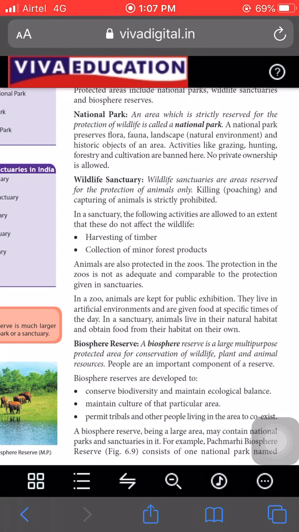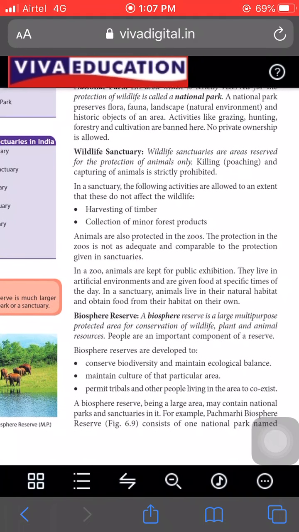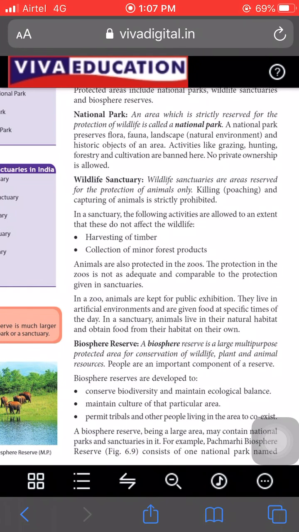So these are the differences between national park, wildlife sanctuaries and biosphere reserve. These are some protected areas that we have used to conserve the biodiversity.